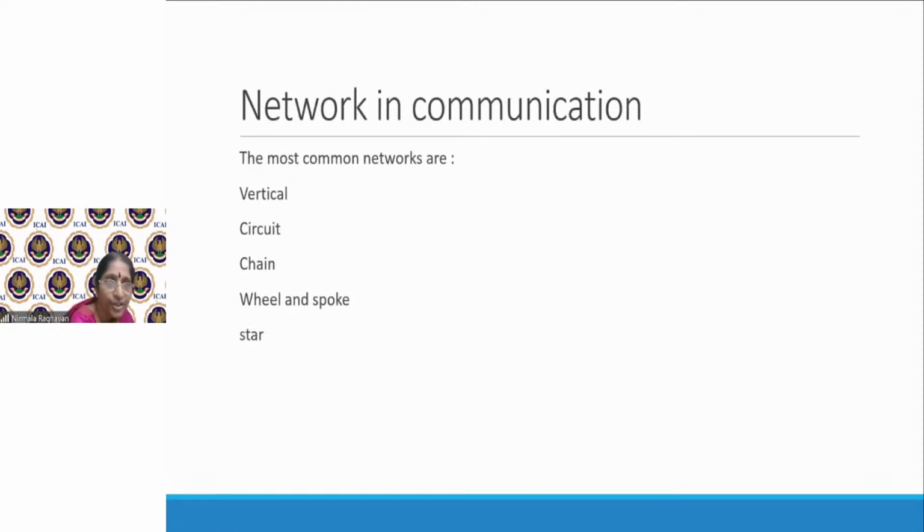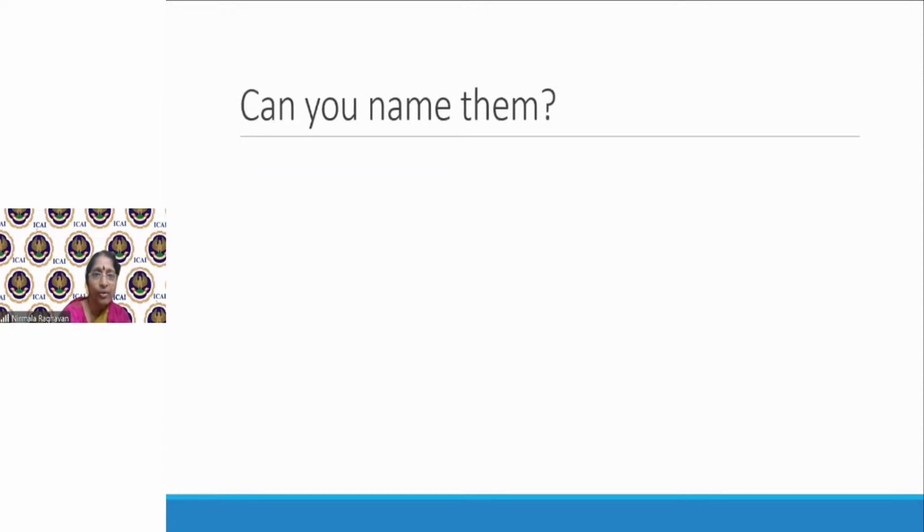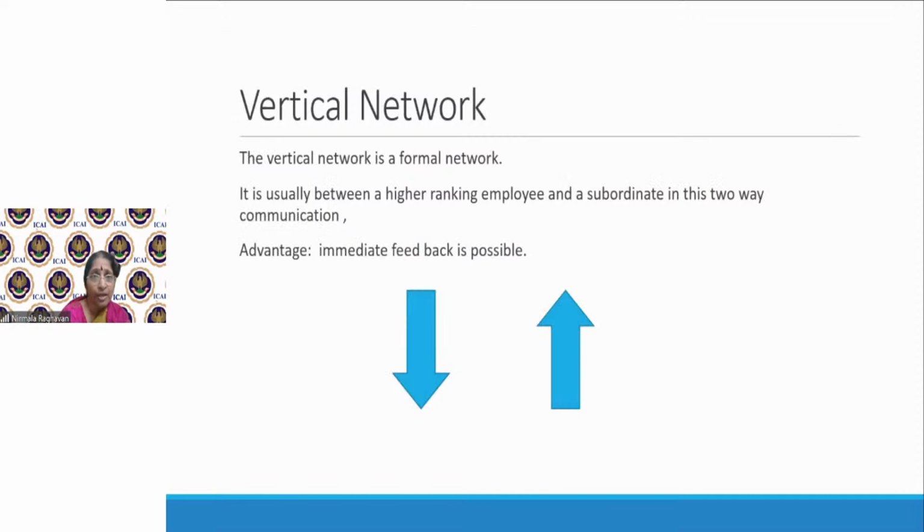Networks in communication, we did this: vertical, circuit, chain, wheel and spoke, network, and star. Now, vertical is a formal network. It's usually between a higher ranking employee and a subordinate in this two-way communication. What is the advantage? Immediate feedback is possible. Why have I mentioned the advantage separately? Because sometimes questions are asked only about what are the advantages of wheel and spoke or chain.